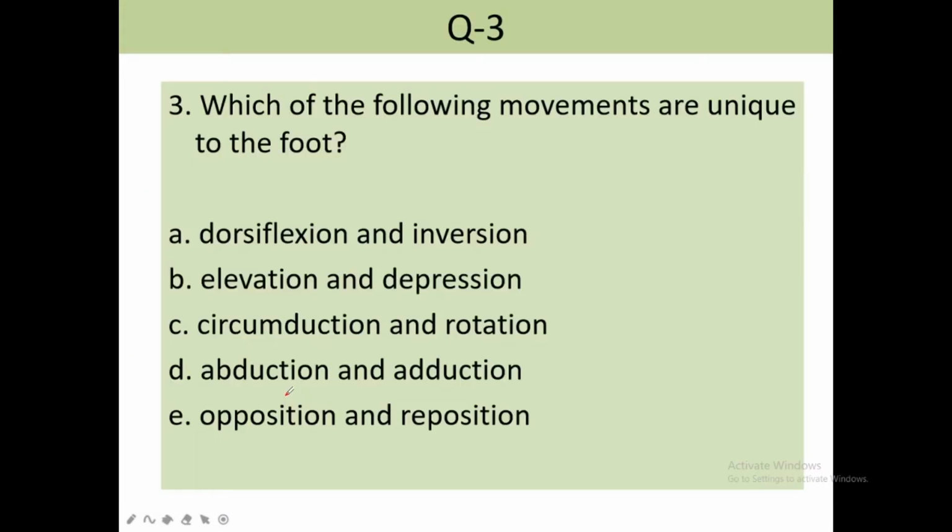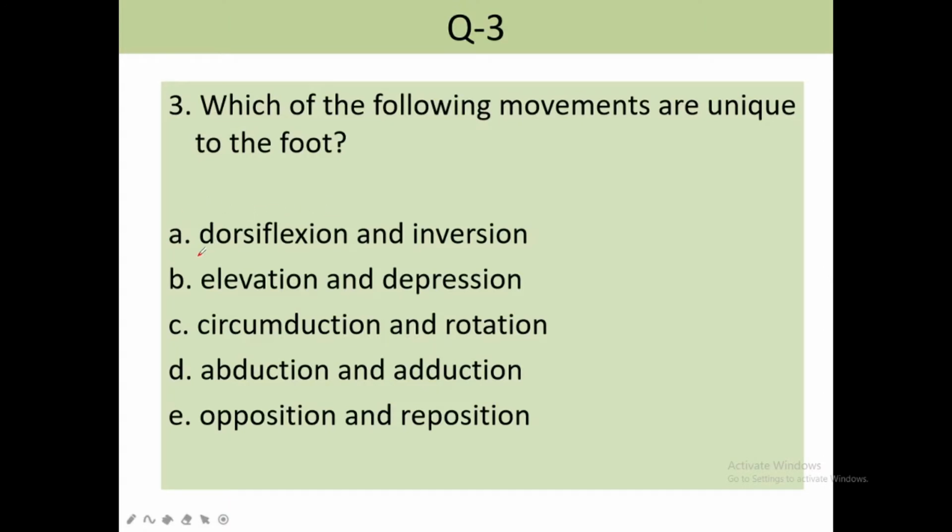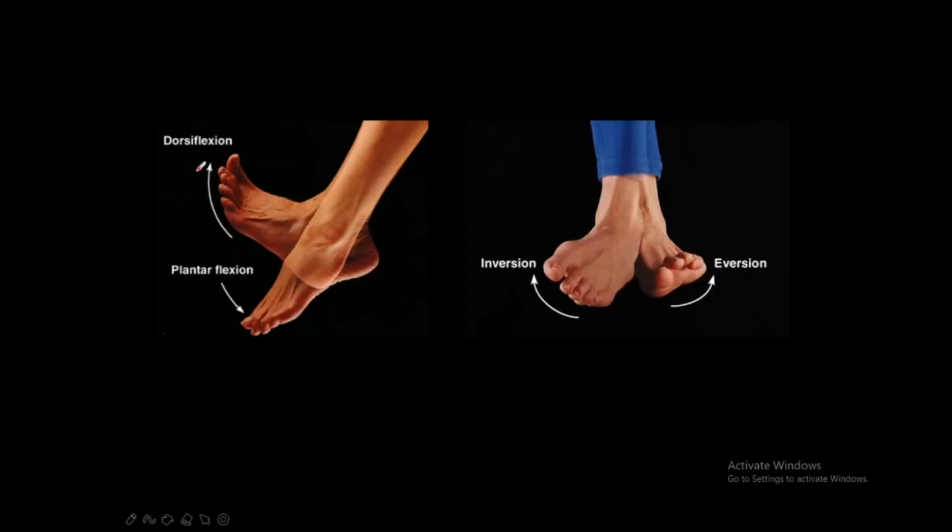Let's go to the next question. Which of the following movements are unique to the foot? You need to remember all the joint movements. Here we are talking about movements unique to the foot: dorsiflexion, plantar flexion, inversion, and eversion. So we have dorsiflexion and inversion, the A. I will choose this one as the best answer compared to the others, because in the rest of the body we don't have this kind of movement, dorsiflexion, plantar flexion, in any other part. So let's go to the next question.